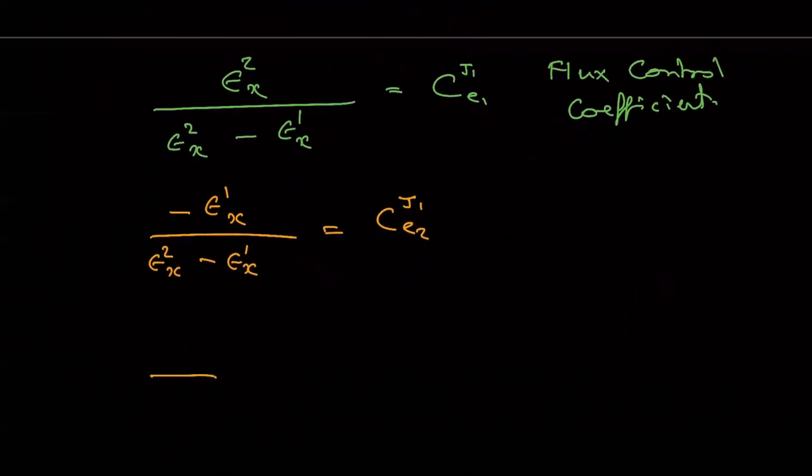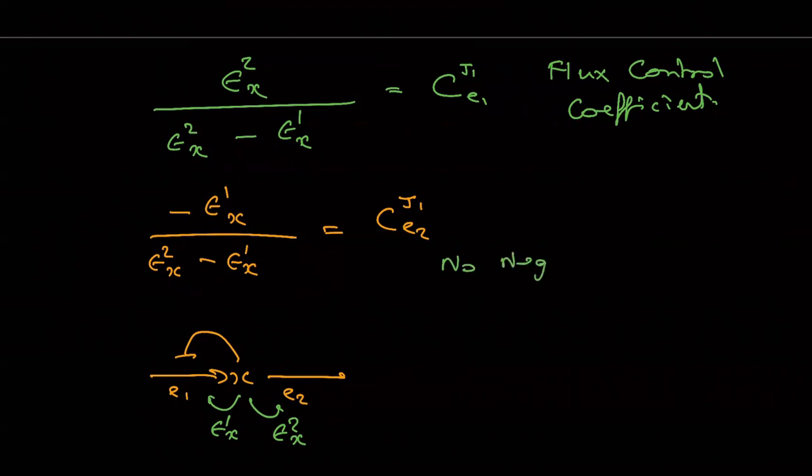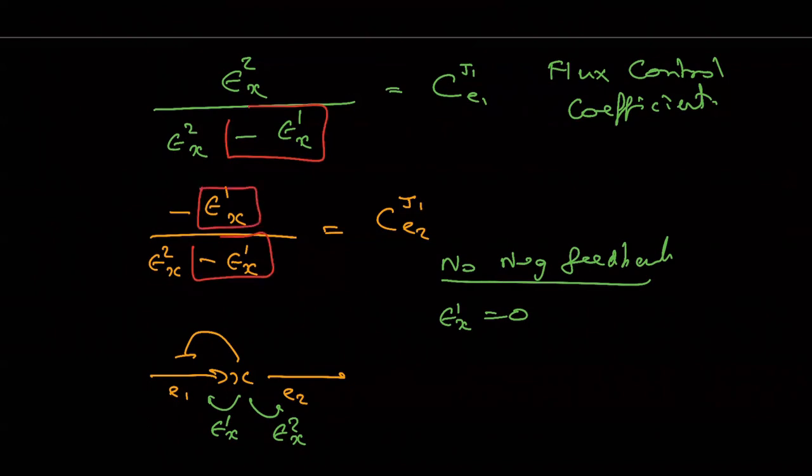So let's draw the pathway here. That was the pathway, negative feedback. That was E1, E2. So that's the elasticity 1x. That's the elasticity 2x, okay? So let's say, first of all, there's no negative feedback. So what does that mean? That means that E1x will equal 0. So if E1x equals 0, this piece disappears, this piece disappears, this piece disappears.